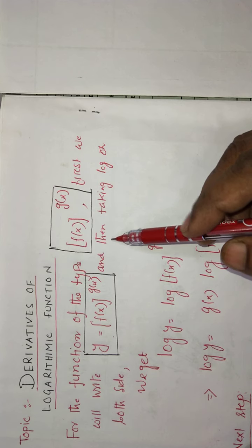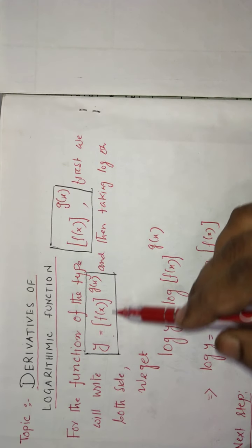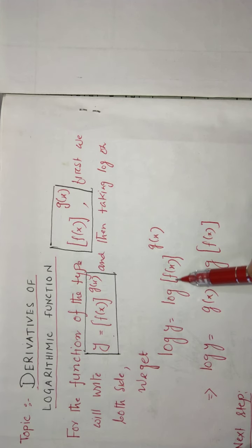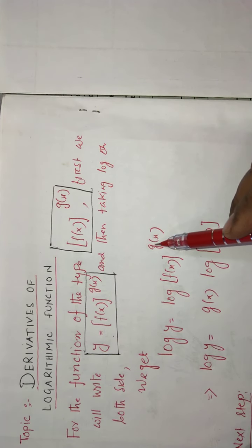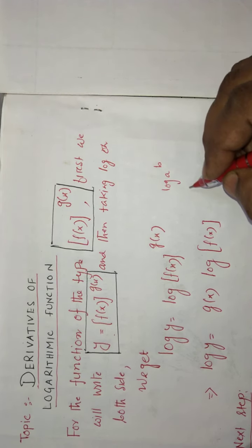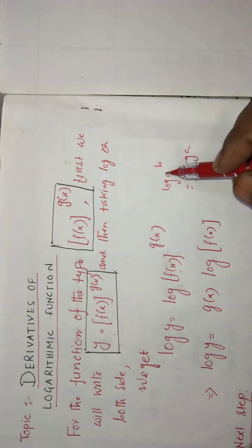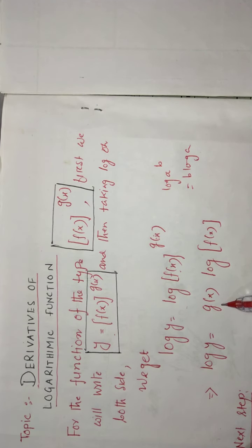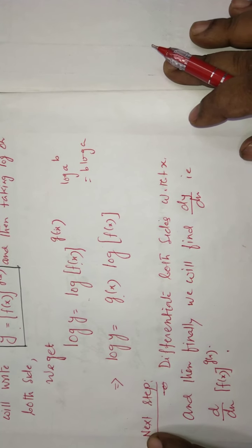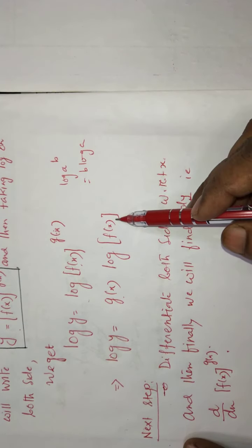And then the second step, taking logarithm on both sides. And after taking logarithm, you know the rule of logarithm: log of a to the power b can be written as b into log a. So this is your a, this is your b, and by this rule g(x) will come to the left, multiplied with log. So after taking log, you will get log y is equal to g(x) into log of f(x).